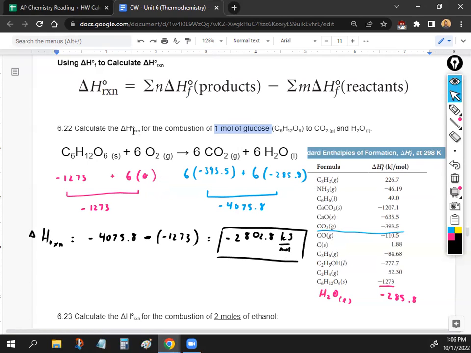So this is the answer, because we're looking for the combustion of 1 mole of glucose. If you want to specify, it'd be this many kilojoules per mole of glucose.